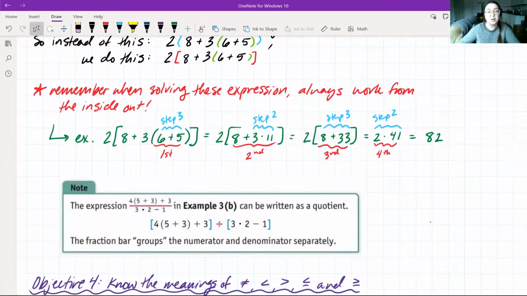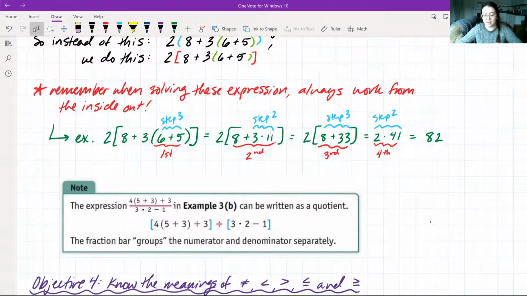All right, and just a note from your book, we have an expression from example 3b, which ends up being 4 times, parentheses, 5 plus 3, plus 3, divided by 3 times 2, minus 1. And we're saying that this can be written as a quotient. So whenever we have fractions like these, we want to write them out as quotients because that helps us follow along with our order of operations. So we can always rewrite this, and we're going to give the numerator and the denominator brackets since we have already written parentheses at one time.